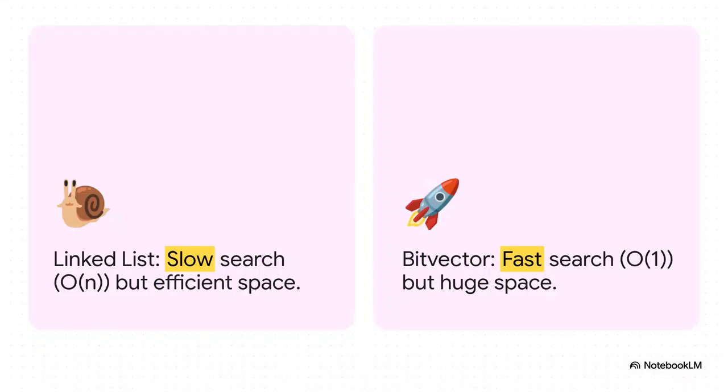Now, you might think, okay, let's just use a simple list. Well, that's great for saving space, but to find anything, you might have to look through every single item. We call that O(n) time, and it's just way too slow. The other extreme is something called a bit vector. It's incredibly fast, what we call O(1) or constant time, but it needs a dedicated slot for every possible item in the entire universe. That would take up an insane, impossible amount of memory. So we're caught in this classic trap, this trade-off between speed and space.